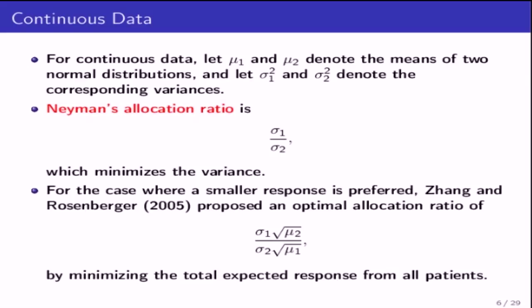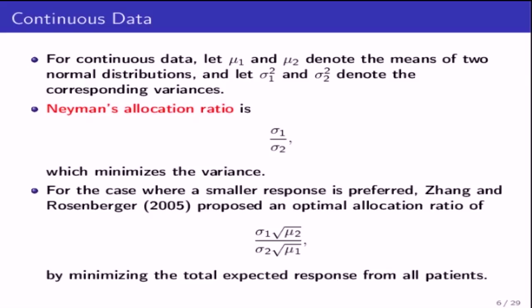How about continuous data? For continuous data, suppose mu1 and mu2 denote the means of the normal distribution, and sigma1 squared and sigma2 squared are the corresponding variances. The Neyman allocation ratio is very simple, just the ratio of the two standard deviations, which actually minimizes the variance. Typically we assume sigma1 equals sigma2. That's the reason why we typically use one-to-one allocation, which actually corresponds to Neyman's allocation, because sigma1 is assumed to be equal to sigma2.